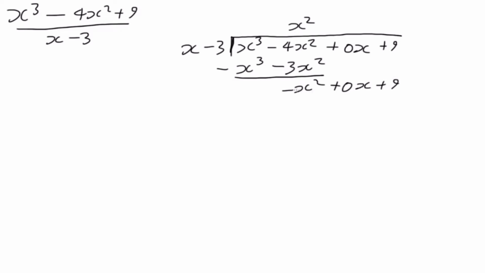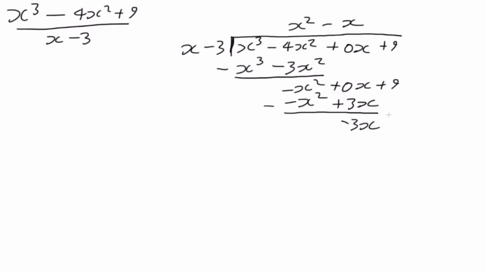So what do we times x by to get minus x squared? Well, that's just minus x. So now we have minus x squared, and minus 3 times minus x just gives you positive 3x. So now we take these values away from each other. As you can see, these two cancel out, and then 0x minus 3x will give you minus 3x, because this is nothing.